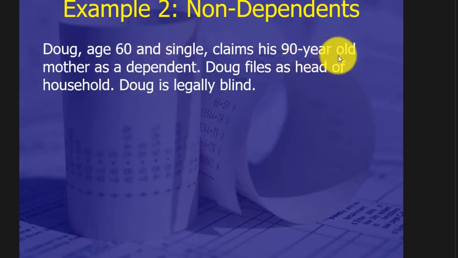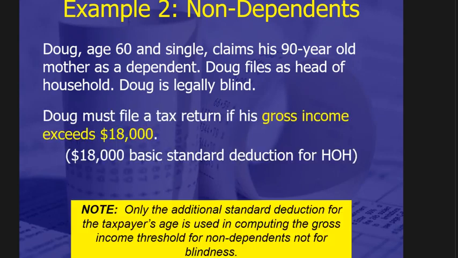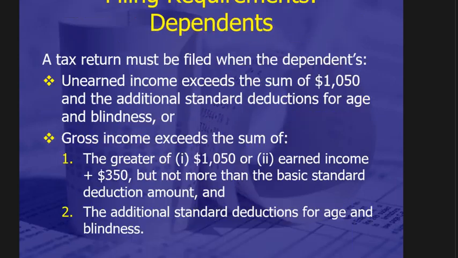He's 60, and claims his 90-year-old mother as a dependent. So it doesn't matter that she's 90. What matters is he is 60. So he is head of household because she's a dependent, and he pays more than half of it. He gets 18,000, but no additional for her being 90. That's only for her.